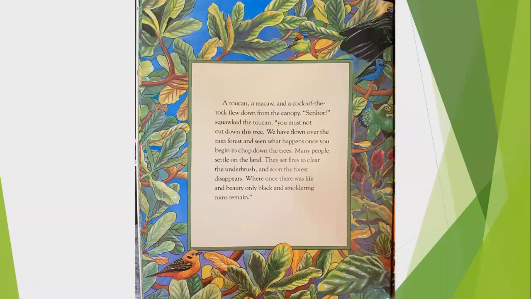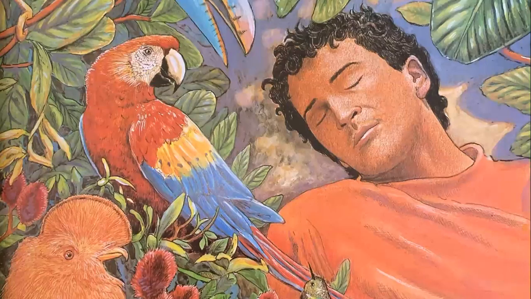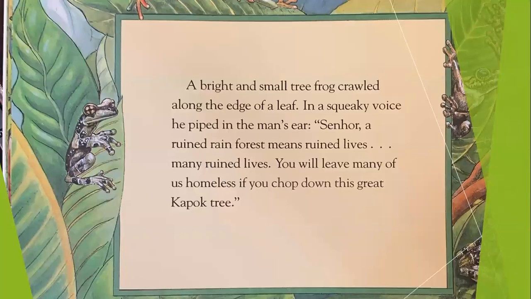I wonder why it would be a problem for the humans to do this. Let's keep reading. A bright and small tree frog crawled along the edge of a leaf. In a squeaky voice, he piped in the man's ear, "Senor, a ruined rainforest means ruined lives, many ruined lives. You will leave many of us homeless if you chop down this great kapok tree."